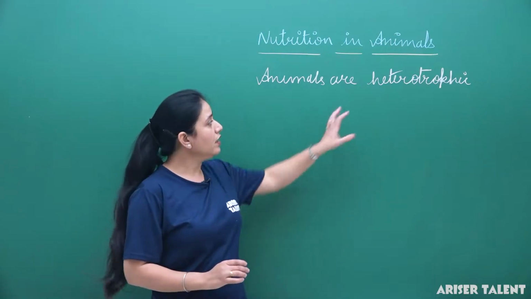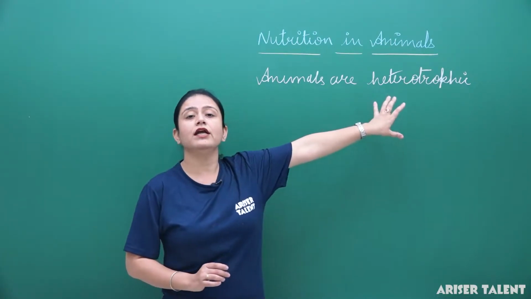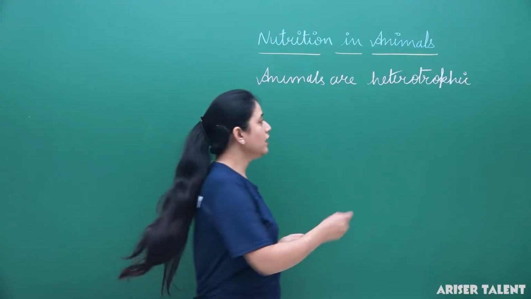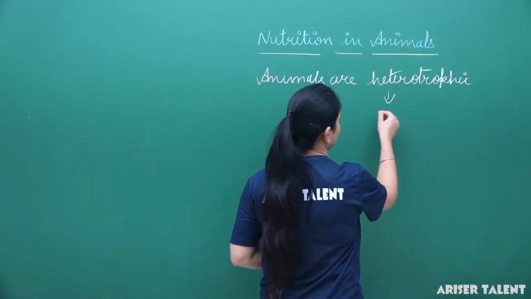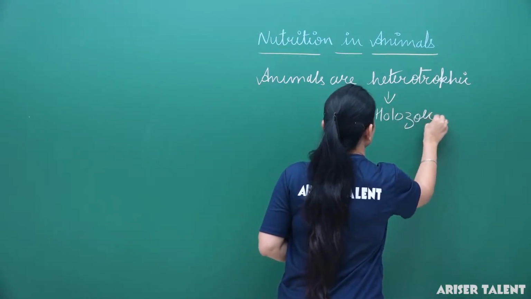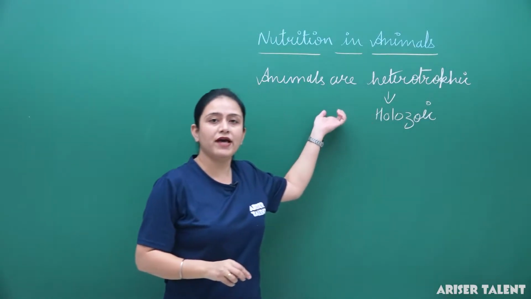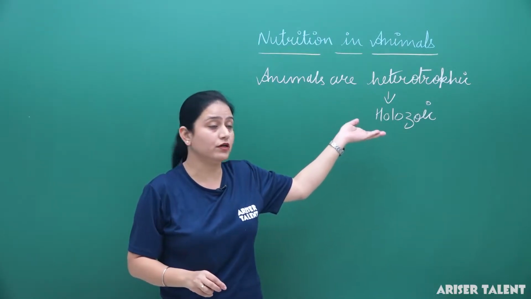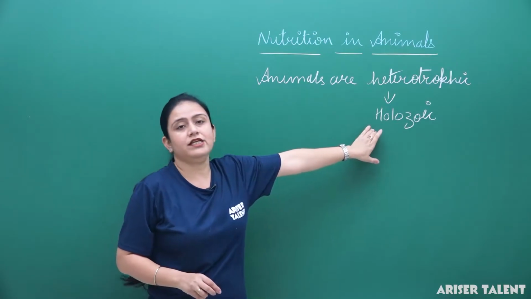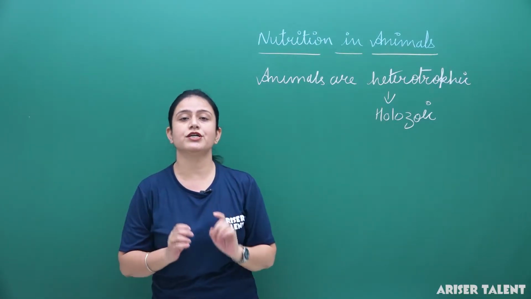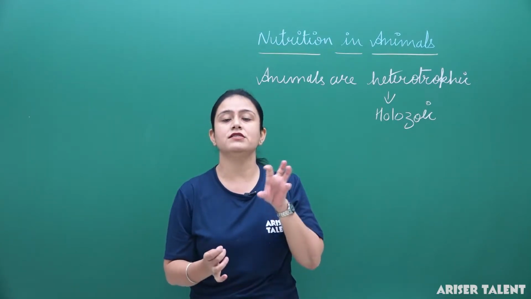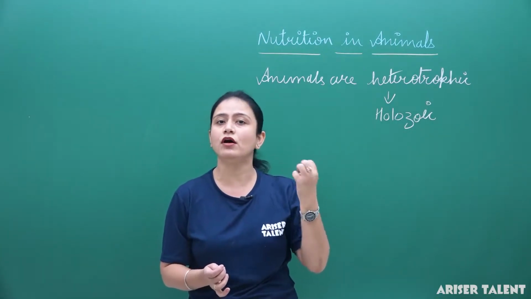Fine. So here, as I told you, animals are heterotrophic in nature, especially they are holozoic in nature. What kind of heterotrophic nutrition do they show? Holozoic. They can even be parasitic or saprotrophic, but especially they show holozoic nutrition. What is the meaning of holozoic nutrition? Holozoic nutrition means they take in solid form of food.